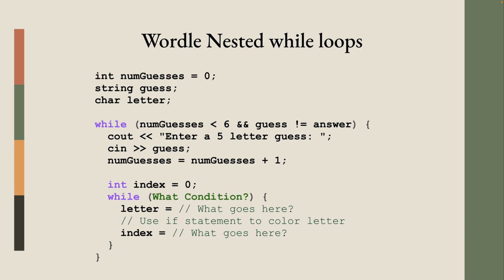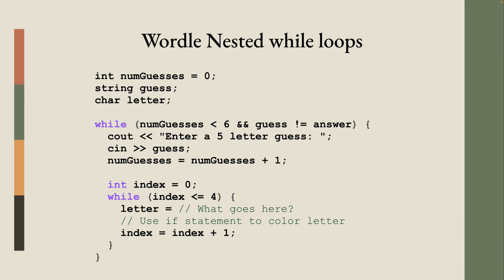Okay. The inner loop. So now we want to get every letter in the guess. So we start the index at 0. What condition can we put here to get the 5 letters? Index is less than 5 because index will start at 0. So 0, 1, 2, 3, 4 will give us 5 letters. And then what do we want to do to index at the end? Yeah, so each time we want to increase it by 1. So index is 0. We reset it to 0 every time it runs. Less than or equal to 4, or you could say less than 5. And we increase it by 1 each time.